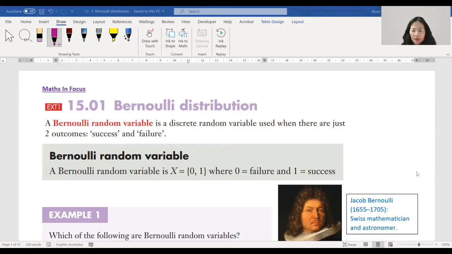Okay, I'll just introduce him: the Swiss mathematician Jacob Bernoulli. Thanks to him, we are doing his math work right now. A Bernoulli random variable is a discrete random variable. Now, I hope you remember that we've done discrete probability distribution in E11. We are revisiting that as well.